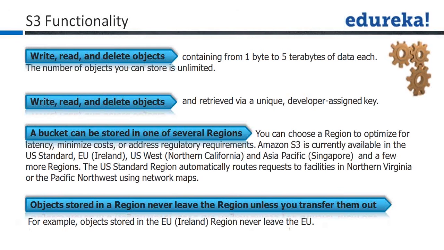Coming back to S3, you can read and write objects from 1 byte to 5 terabytes. You can completely read and write the whole object. A bucket can be stored in one of the several regions, so it supports 8 regions, but the object would always be within that region only. It would be replicated internally within that region. It would never leave that region unless you specifically ask it to.